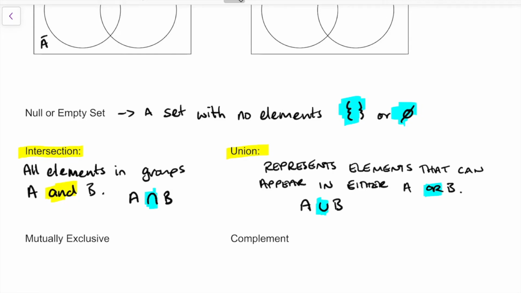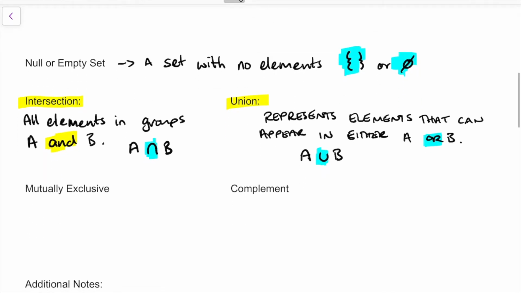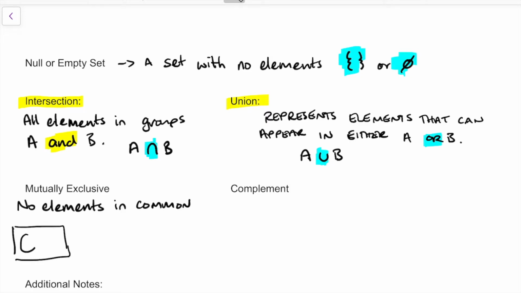Mutually exclusive events. These are events that cannot have anything in common. So no elements in common. So this could be where we have the two circles and there's no overlap. That's our mutually exclusive event. There's no overlap there at all.